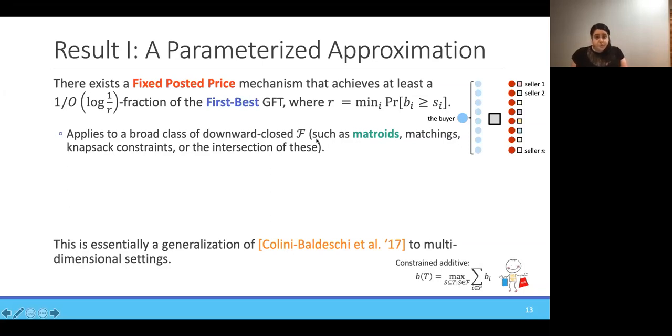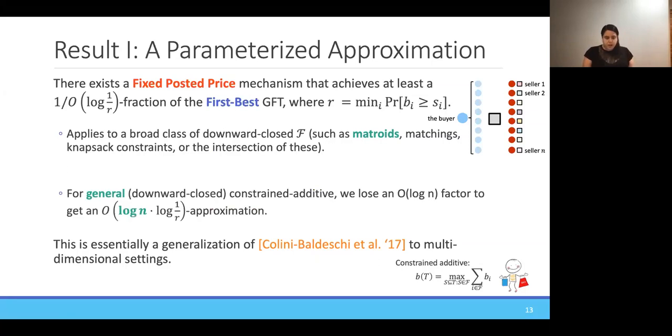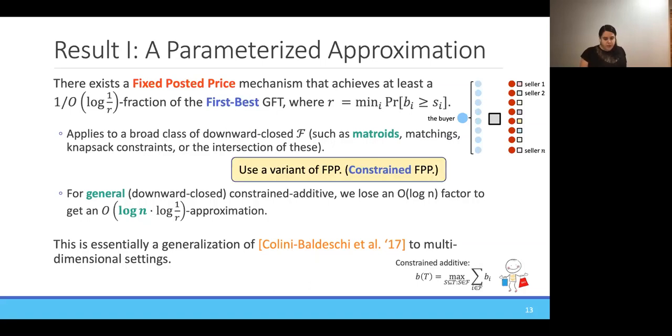Precisely, these are going to be exchangeable feasibility constraints, if you're familiar with that, but we'll get to that later. So this includes matroids, matchings, knapsack constraints, and the intersections of those. And we extend it as well to general downward closed constrained additive, but we're going to lose a log n factor there. So that becomes log n times log 1 over r. So that's our first result.